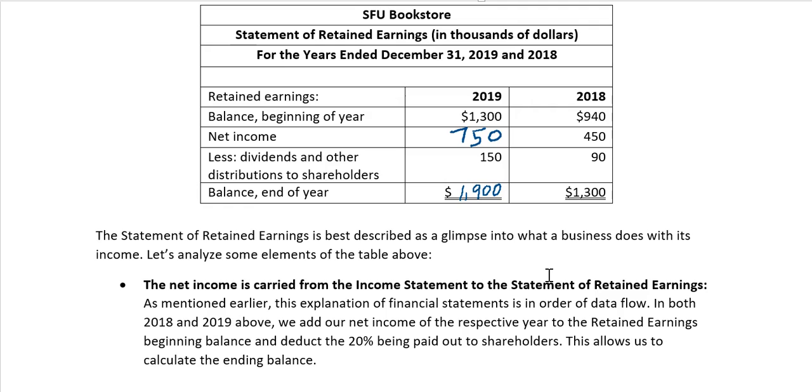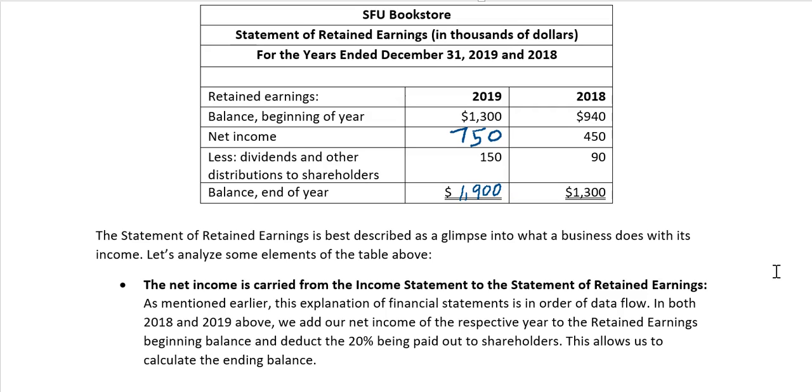Let's analyze some elements of the table above. So the net income is carried from the income statement to the statement of retained earnings. As mentioned earlier, this explanation of financial statements is in order of data flow. So we make the income statement first, and we pluck a number out of the bottom there and put it into the statement of retained earnings.